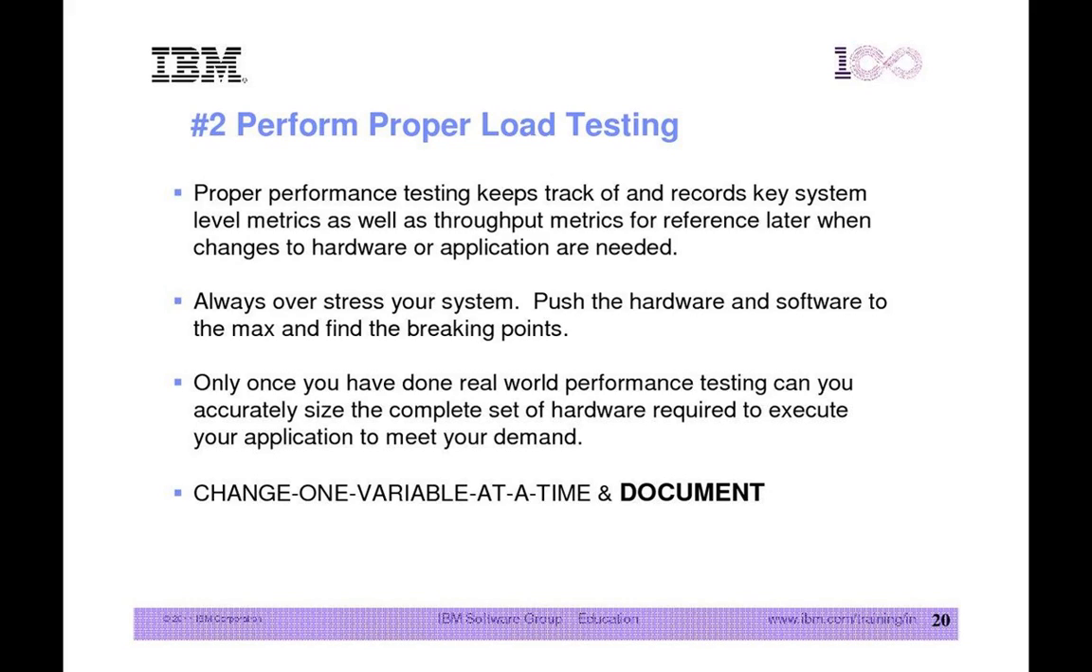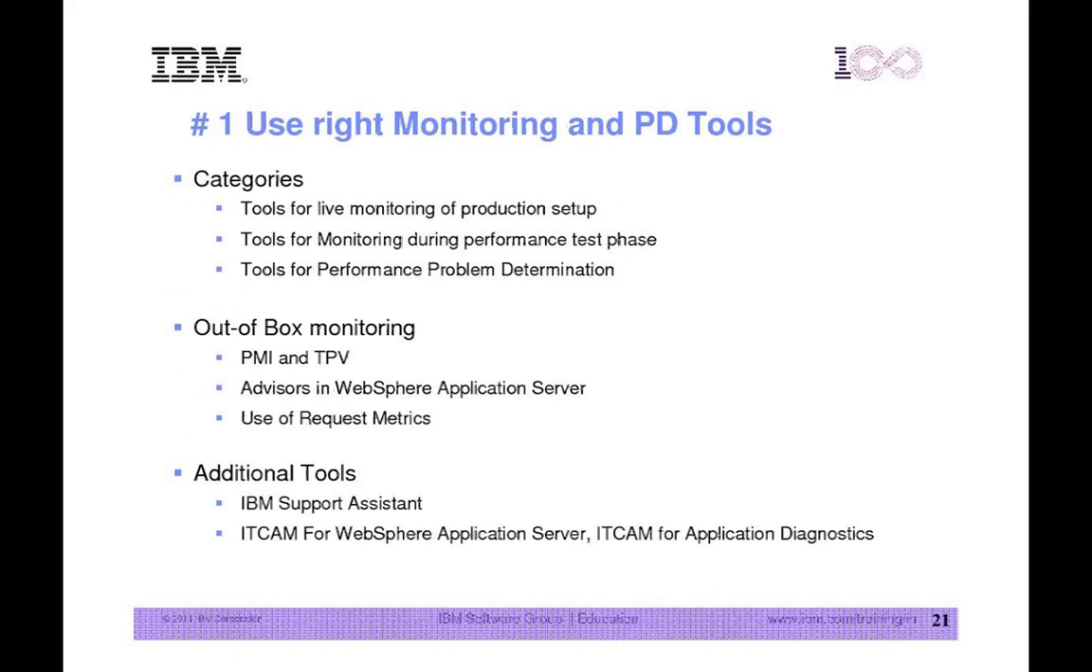Coming to the last point, I'm going to talk about using the right monitoring tool and problem determination tool. Coming back to our earlier discussion, we have IBM Support Assistant. Use the IBM Support Assistant to get all these tools and then use it either for monitoring or for problem determination. Have a proper monitoring tool for live monitoring. When you are doing the performance test, have PMI enabled, collect the data from PMI and put it in the report.